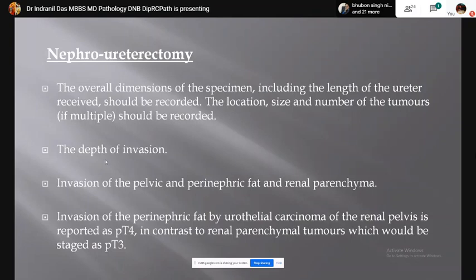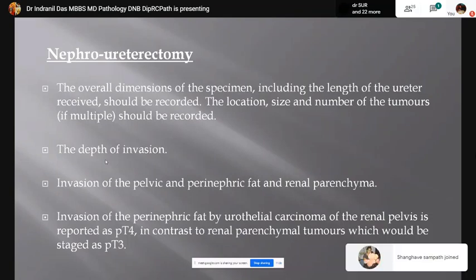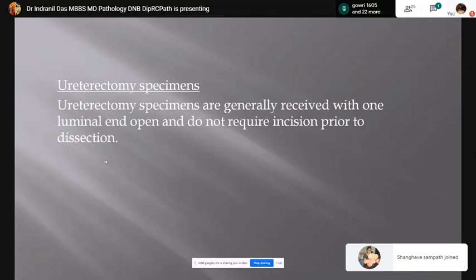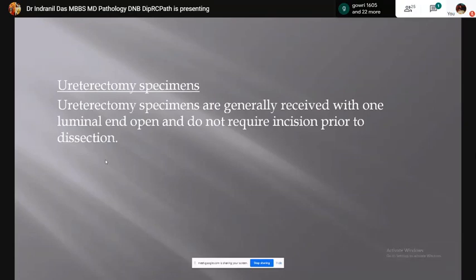Invasion of pelvic and perinephric fat and renal parenchyma should be mentioned in the grossing description. The invasion of perinephric fat is particularly important because it upstages the tumor to pT3, in contrast to the renal parenchymal tumor where hilar fat involvement is staged as pT3. In ureterectomy specimens, they are generally received with one luminal end open, and they do not require incision prior to the dissection.